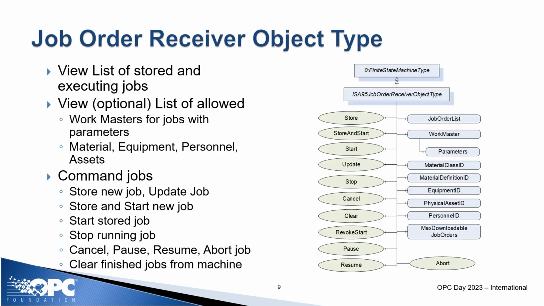So to do these situations, we created several different OPC UA object types that would show up inside a server. And the first one was the job order receiver object type. So I'll give you just a couple minutes here and explain some of this. You can see that there's a set of methods here: store, store and start, update, stop, cancel, etc. There is a state model, and I'll show you the state model shortly, that relates to these. So basically, these are the methods that allow you to control any individual job.